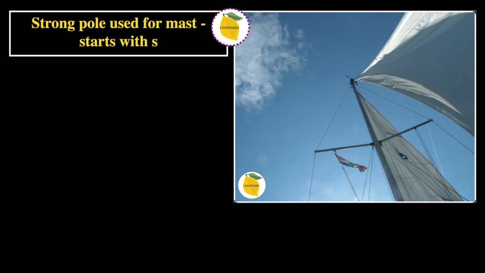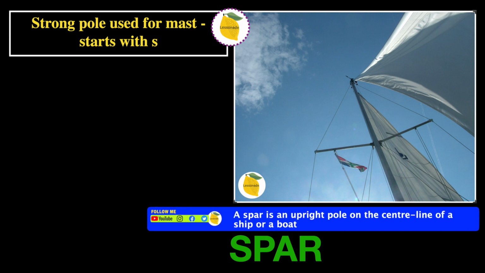Strong pull used for mast starts with S. In this picture, we can see a very strong pull that is used for mast. And the word is spar. The sentence is, a spar is an upright pole on the center line of a ship or a boat.